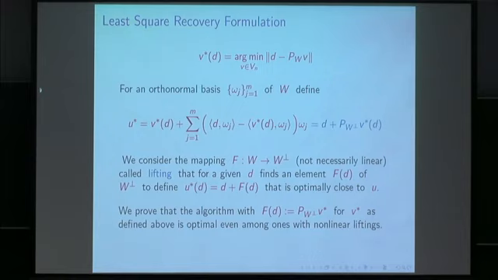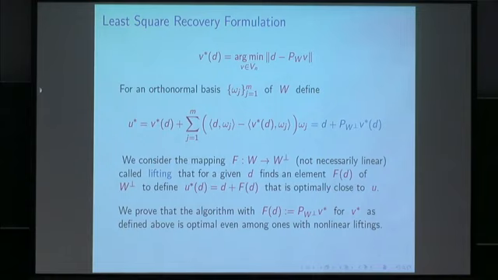We want to consider it as a sum of two quantities. One quantity is the data D, and the other is something which is lifted from D to the space W perp. Because you remember, the solution should be in D plus W perp, and we want to find a point in W perp, actually this shift, where U star should be.